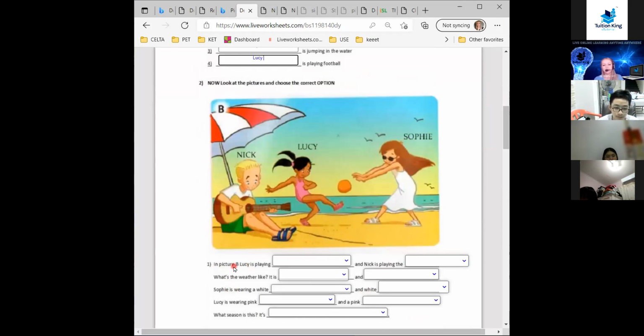In picture B, Ketyu, let's read the first sentence. In picture B, Lucy is playing football and Nick is playing the guitar. All right, good. Bernice, number 2, the next one.